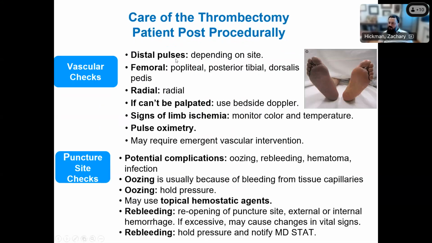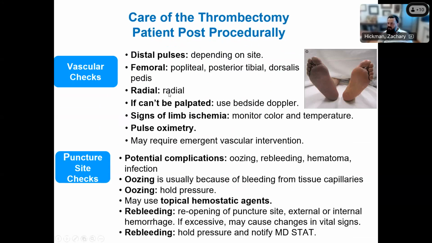So in terms of vascular checks, it depends on what extremity and what the access site was as to what you're going to check. If it was the femoral artery, then you want to check the popliteal pulse, posterior tibial, dorsalis pedis. Typically we'll be looking at the dorsalis pedis a lot of the time, but you can use posterior tibial or popliteal if you need to. For radial access, you want to be checking the radial pulse.